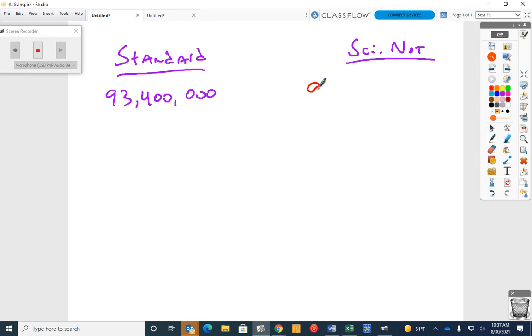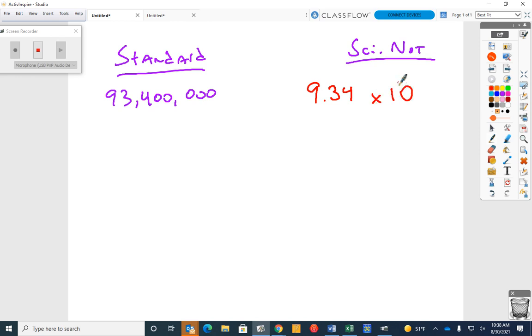9. And whatever that number is, we're going to put a decimal after it, and we're going to continue with all of the rest of the non-zero numbers. So what comes after this 9 that's not a 0? 3. So 3, and what else? 4. Okay, so 9.34. Okay, now looking back at your definition of scientific notation, all scientific notation is expressed in powers of what? 10. Okay, so we're going to multiply this times 10.